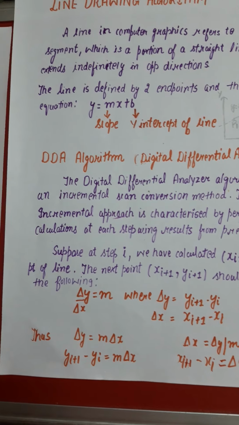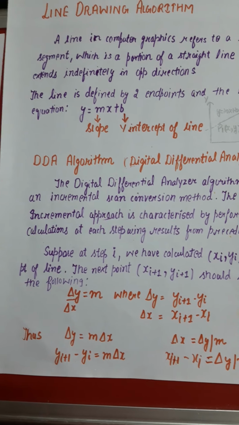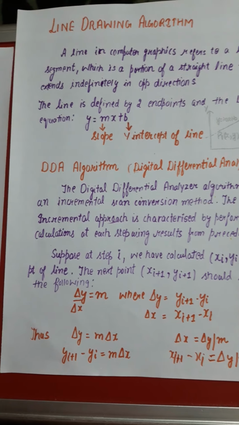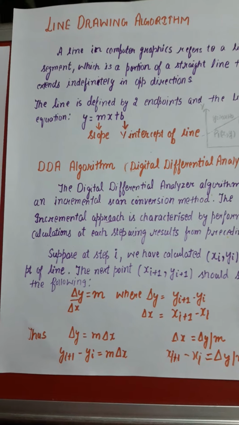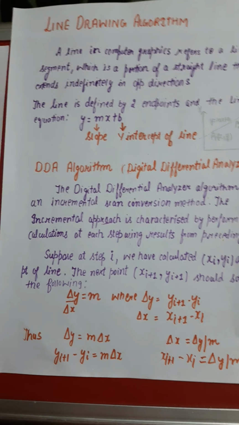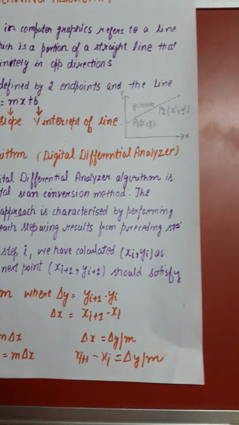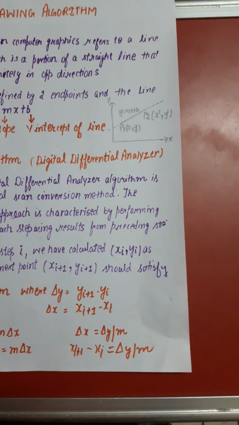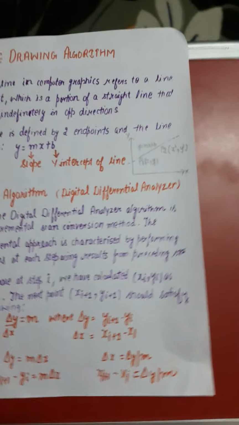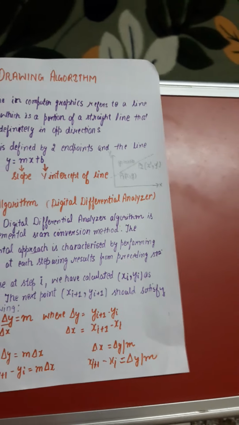So from del y we can calculate m times delta x, and the y of i plus 1 value can be calculated on the basis of the previous value of yi. Like in the case of delta x equals del y upon m, we can also calculate the value of xi plus 1, right? So next we will see how the DDA algorithm actually works.